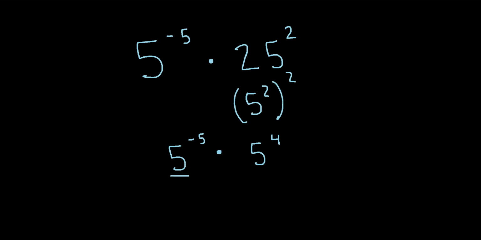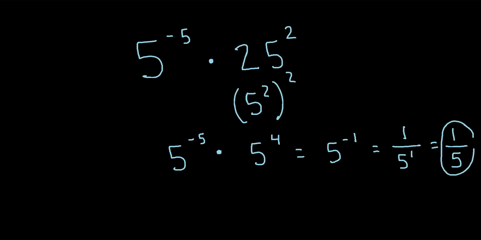So we'll notice that now these two values have the same base. They both have a base of 5. So all we have to do is add their exponents together. So negative 5 plus 4, that's negative 1. So really this is equal to 5 to the negative 1. Now when we have a negative exponent like this, it is the same as 1 over that value to the positive exponent. So 5 to the first. Or in other words, we could just write 1 over 5, since 5 to the first is just 5. So this is our final answer, 1/5.